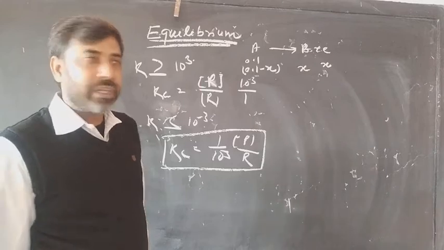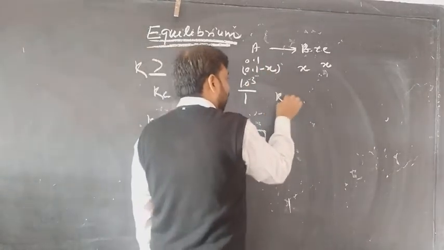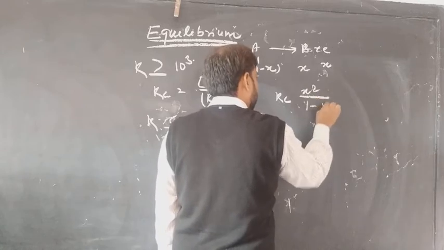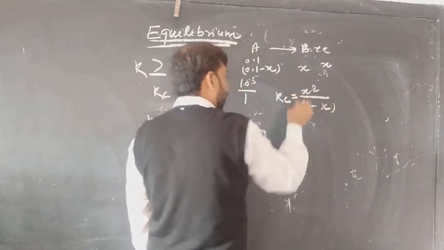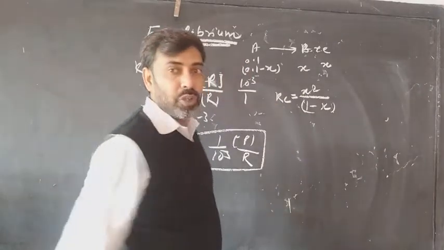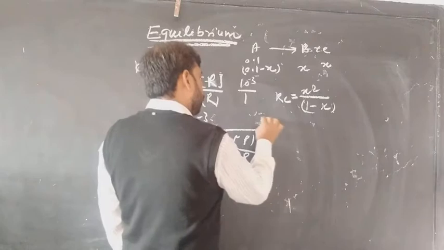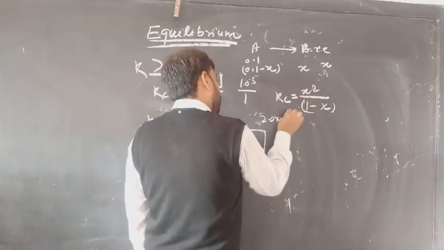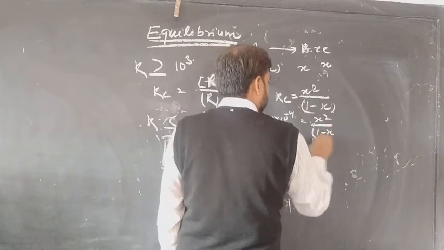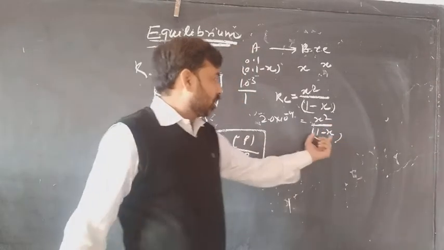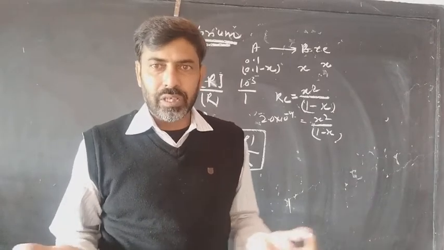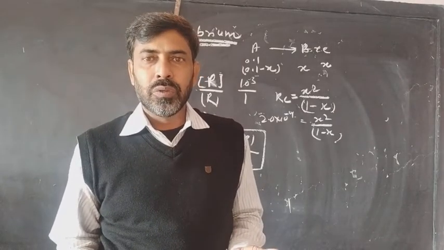So what is the value of Kc? According to this, Kc equals the concentration of product, that is x square, upon 0.1 minus x, the concentration of the reactant. If the value of Kc is less than 10 to the power minus 3, I am taking 2.0 into 10 to the power minus 4, then you will get x square upon 0.1 minus x. Now if you solve this, you will get a quadratic equation. Surely that will take a little more time to solve.